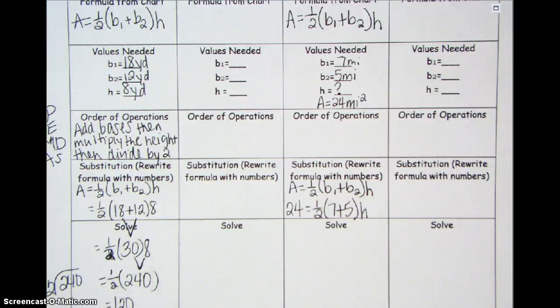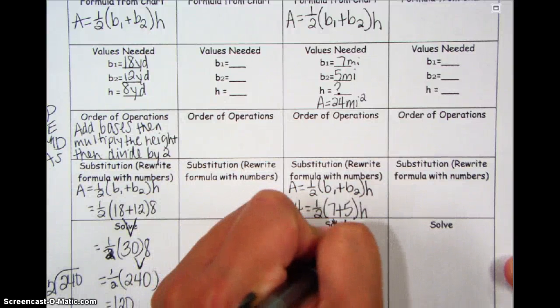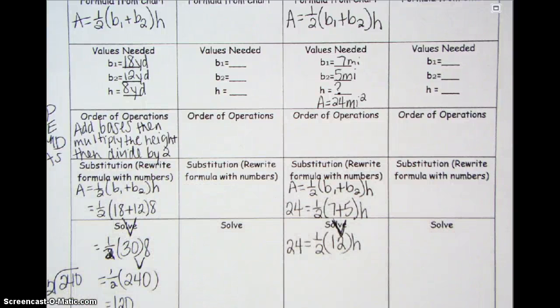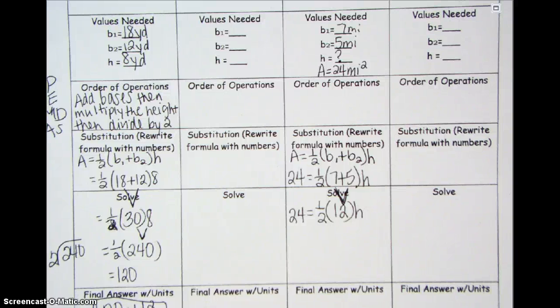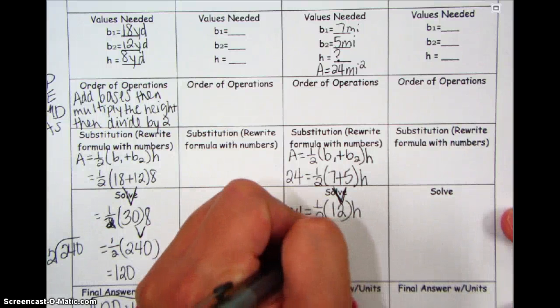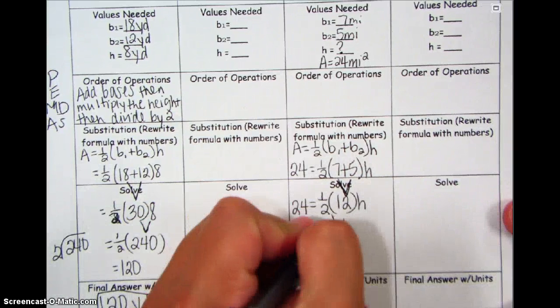Kaylee, what do you think the first thing is that we should do to solve this? Add the 7 and the 5, exactly. So 7 plus 5 would give me 12. I still have my H and my half, and that's all still equal to 24. Now at this point, what do you think we would do next, Isaac? Exactly. Multiply 12 with 1/2 or divide it by 2. So if I take half of 12, that would give me 6. So I have 6H is equal to 24 then, because half of 12 is the 6.